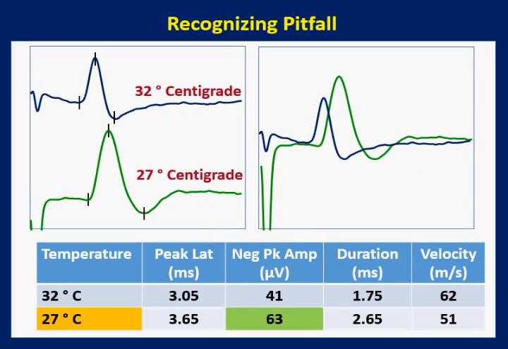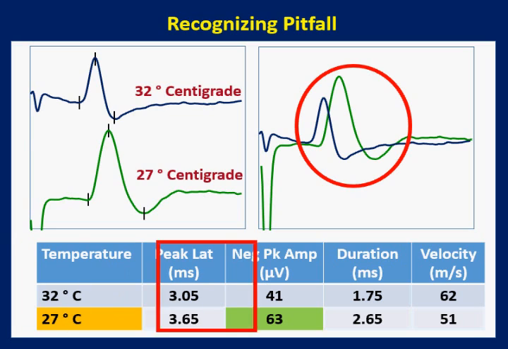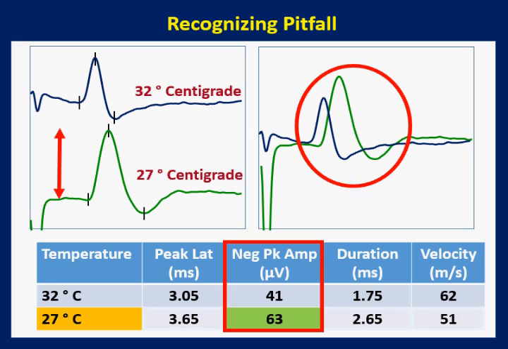Fortunately, the temperature artifact can be recognized quite easily. At lower temperature, the waveform duration is increased. It looks very broad. The very high normal amplitude is also inconsistent with an abnormal sensory nerve.